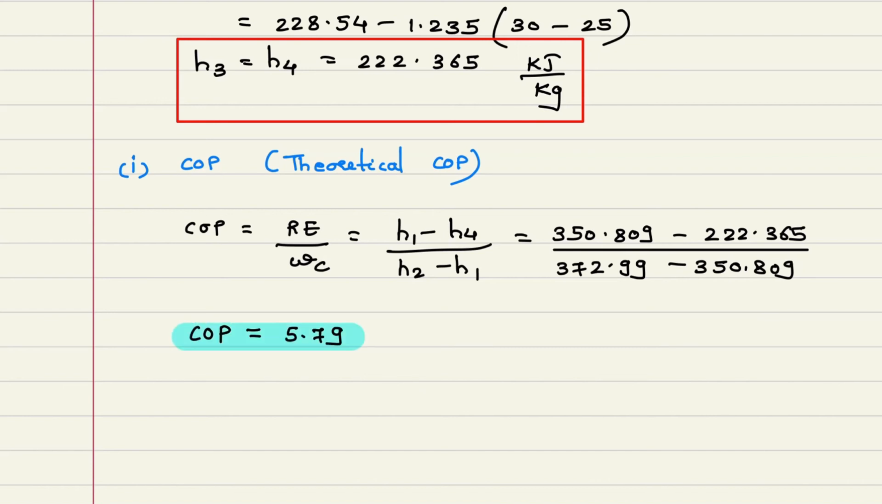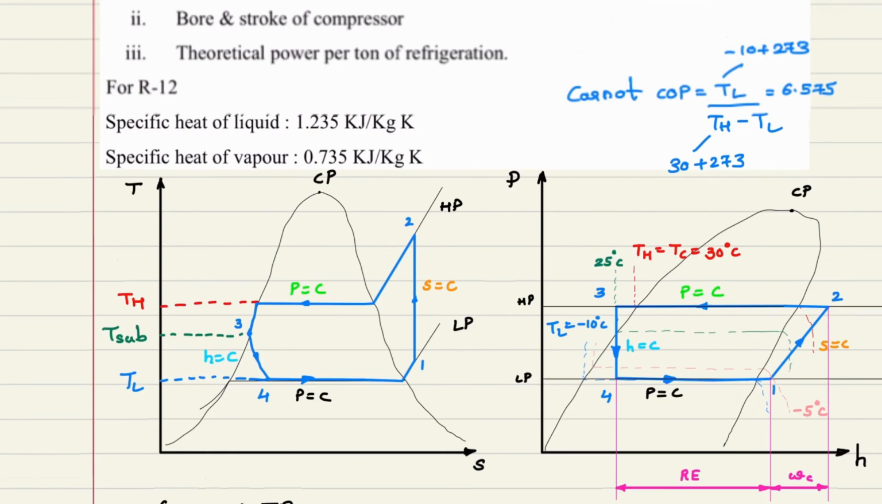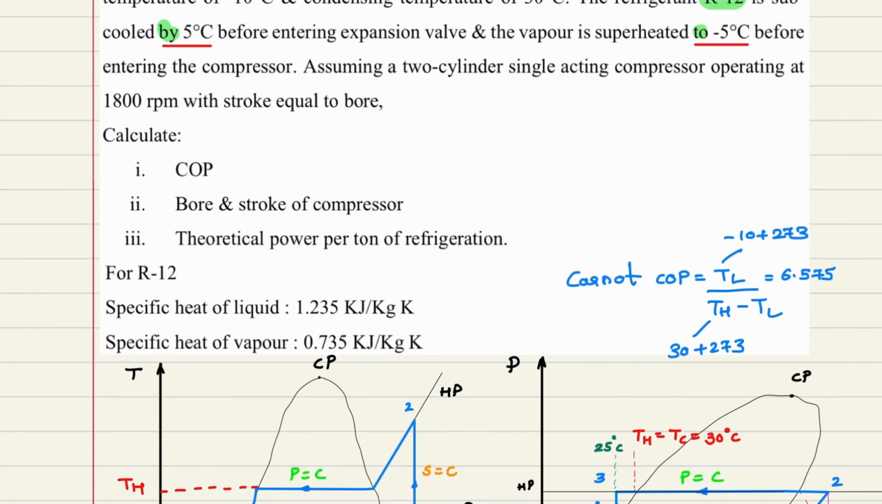Okay, now the second question. Now how to calculate the bore and stroke? So we'll see this part now. Bore and stroke of the compressor.